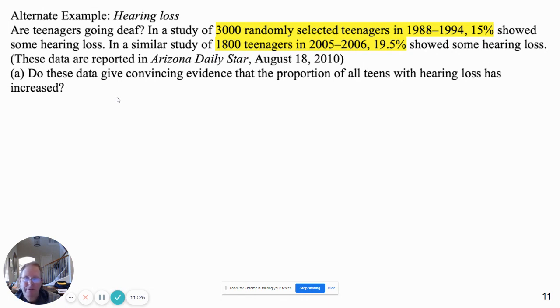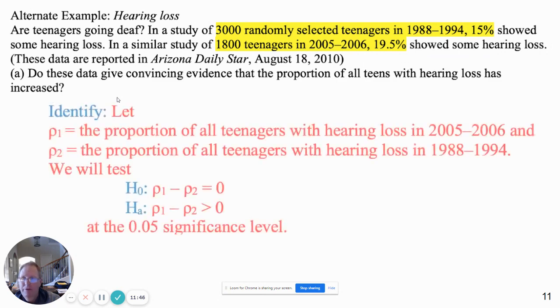So we're looking for convincing evidence. That tells me that we're going to do a z-test, not a t-test. And it's going to be a one-tailed test because we're looking for convincing evidence that the proportion of teens with hearing loss has increased. So we have a one-sided test.